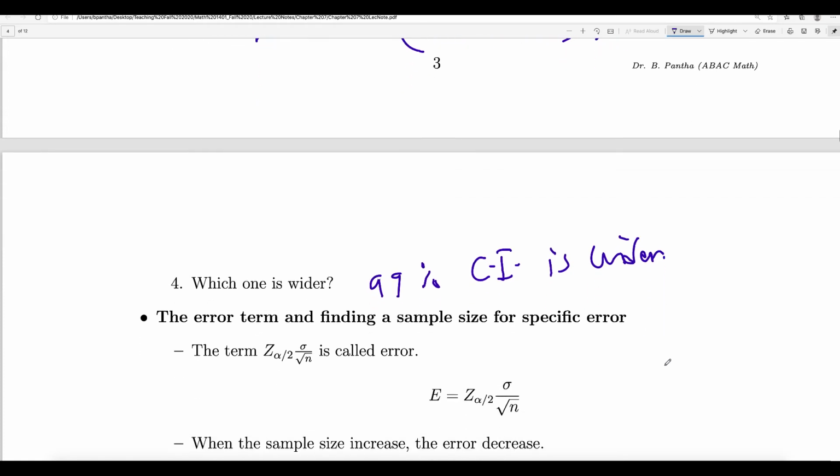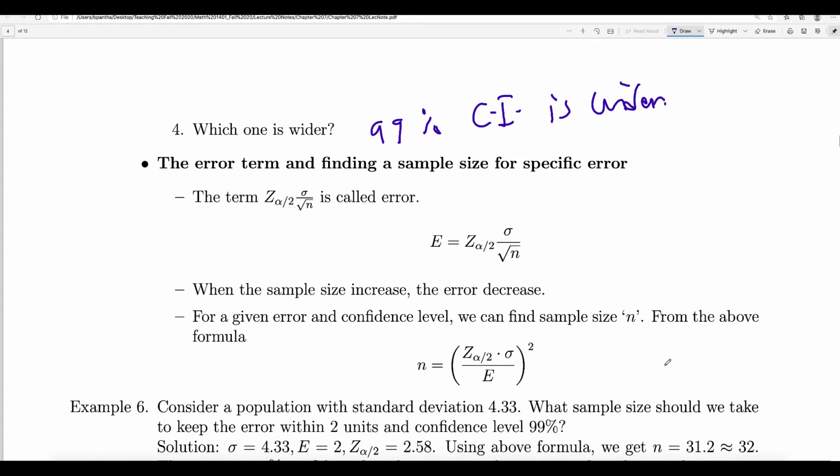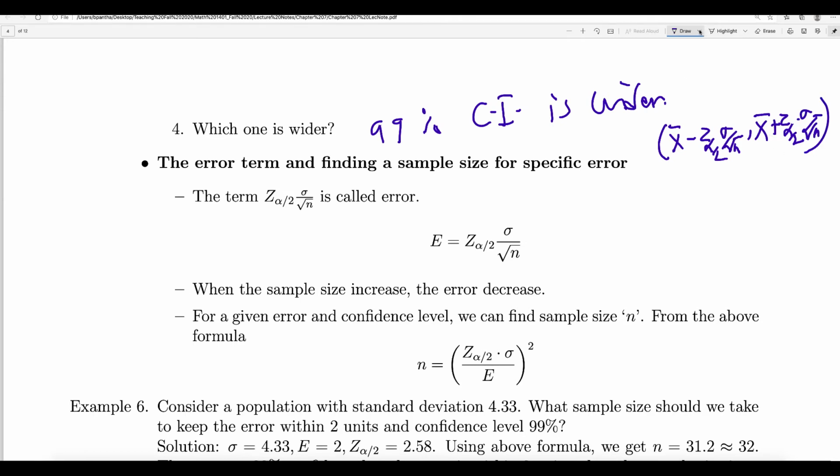So the next thing we cover in this section is the error term and defining the sample size for a specific error. Do you remember that when we did the confidence interval formula, we used x bar minus z alpha half sigma over root n, comma, x bar plus z alpha half times sigma over root n. This was the confidence interval formula. Now this term is called the error, or margin of error. We denote it by E equals z alpha half sigma over root n.